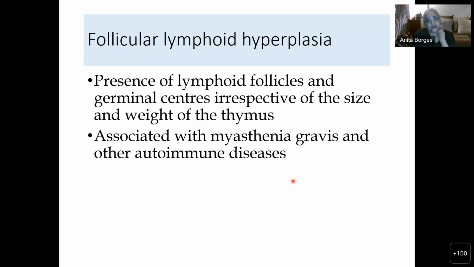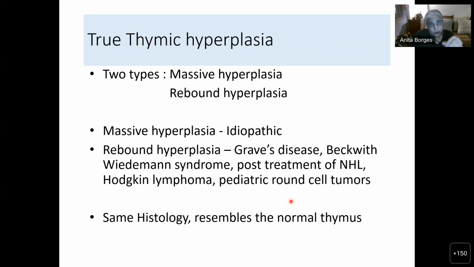Okay, so if you get lymphoid follicles with germinal centers, irrespective of the size and weight of the thymus, it is follicular lymphoid hyperplasia, and it is, as you all know, associated with myasthenia gravis and other autoimmune conditions. Okay, and this is true thymic hyperplasia, which you might get as massive hyperplasia or rebound hyperplasia, which happens with some of these things like Graves' disease, etc. But the histology of both of these, rebound and massive, is the same. It resembles the normal thymus.